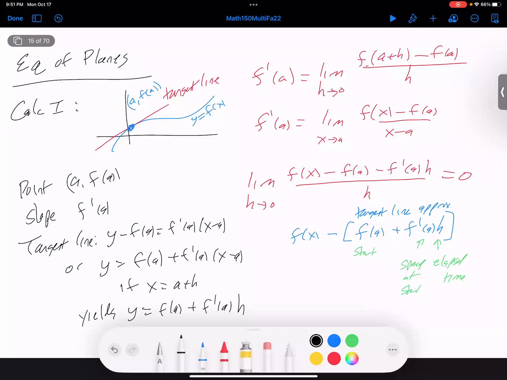So another way of saying what it means for a function to be differentiable: if you subtract off the tangent line approximation, it's so good that even when you divide by a small number like h, it tends to 0.